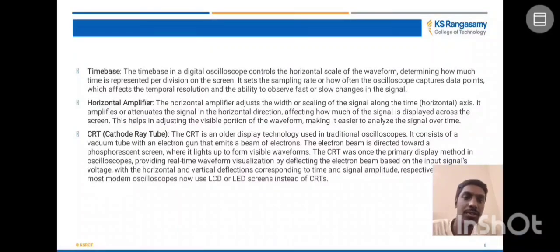Most modern oscilloscopes now use LCD or LED screens instead of CRTs. So currently, digital oscilloscopes are not using CRTs; they are using LCD screens or LED screens.